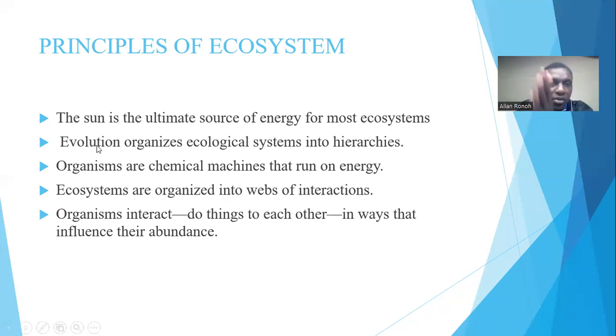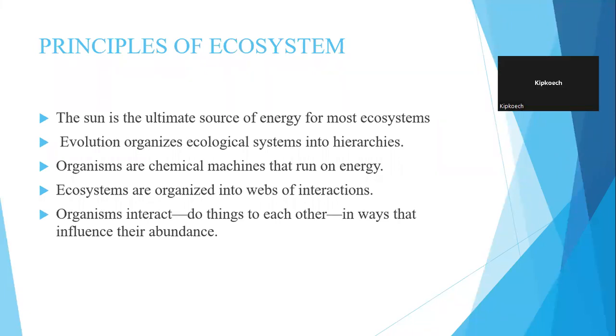Secondly, the second principle of ecosystem is that evolution organizes ecological systems into hierarchies. You find that the principle is that evolution organizes ecological systems into hierarchies. The third principle states that organisms are chemical machines that run on energy. And these organisms derive their energy from the light, they convert it into chemical energy. Therefore, most of the organisms are referred to as chemical machines because they convert their light energy into chemical energy.